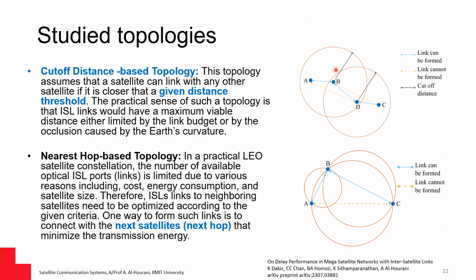We're going to explore two different topologies. The first, we call the cutoff distance topology. In this topology, you have a certain distance. For example, for satellite B, there is a certain distance translated into a circle, and any satellite within this circle can establish a connection with B. So let's take an example. I'm going to put here a satellite E. Can E connect with B? Yes, it can, because it's within the circle. If, let's say, I have a satellite F, this satellite cannot connect with B because it is outside the connection circle, and so on.